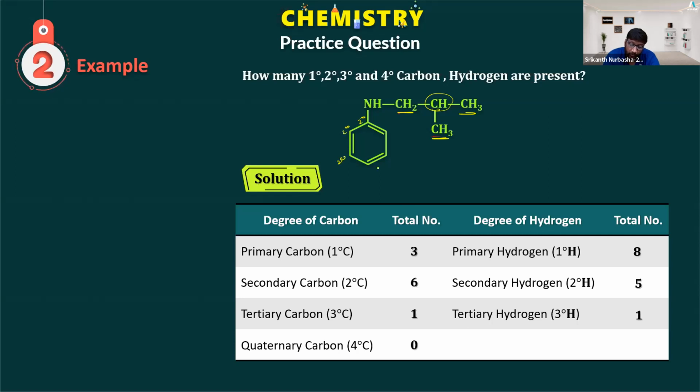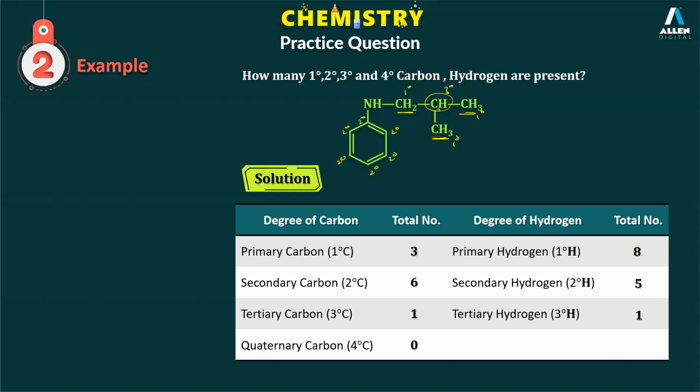Write down. This is primary, this is primary, this is primary, this is tertiary. Tertiary carbon is only one carbon and tertiary hydrogens are only one. Secondary hydrogens are 5, primary hydrogens are 8. Everyone got this idea or not? Yes. Right.